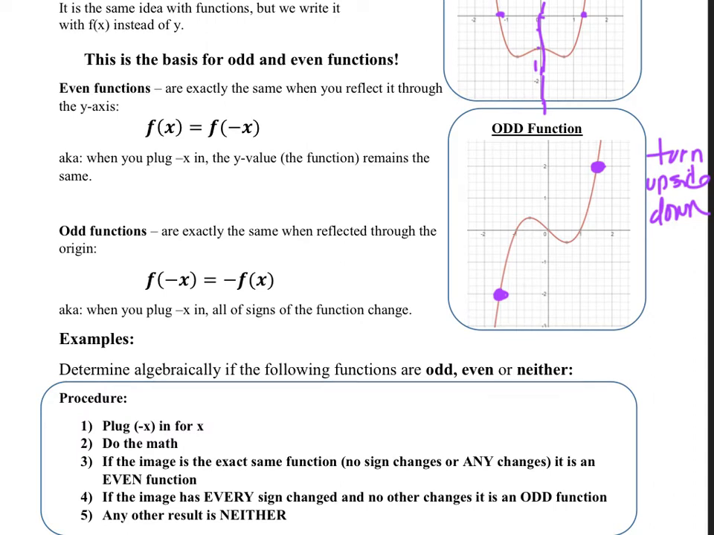For this one, for odd, if you plug in negative x, y changes also. Remember, f of x is also y. So if I plug in negative x, you get negative y, or negative of the whole function. So this is how it works.